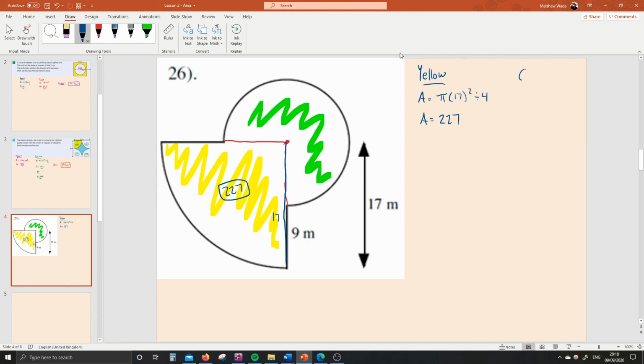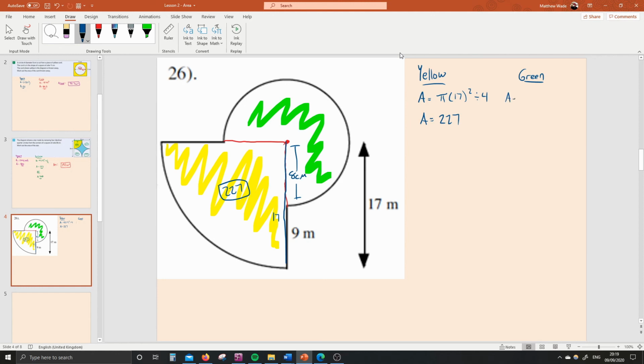Now, there you go. For green, though, we're a little bit harder. Now, first things first, we don't know the radius of green. Oh, yeah, we do, actually. Because 17 is this whole length. That's 9. So what's remaining? Well, 8. Cool. So that means the radius of the green one is 8.